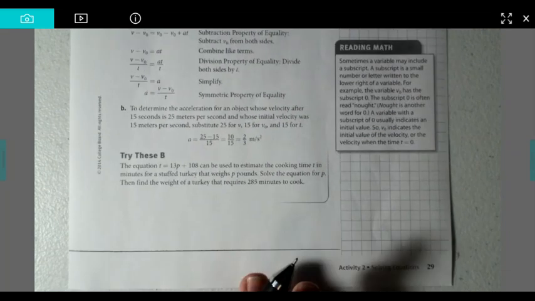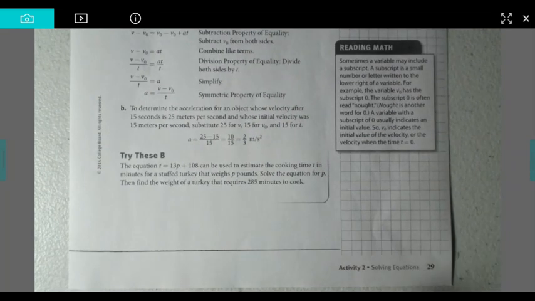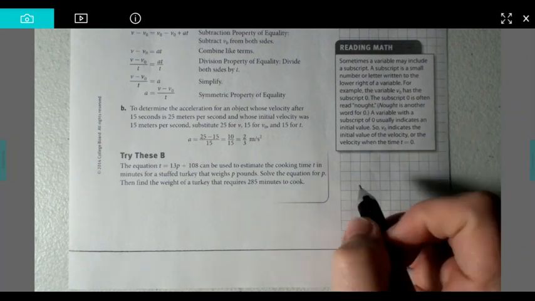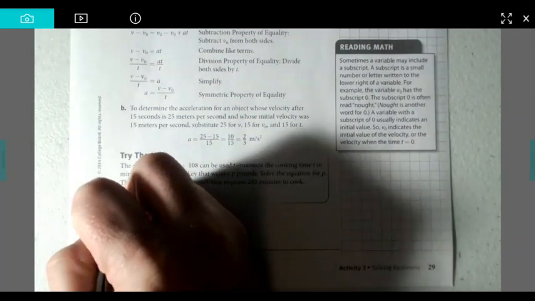Here, we're going to try these B. It says the equation T equals 13P plus 108 can be used to estimate the cooking time, T, in minutes for a stuffed turkey that weighs P pounds. Solve the equation for P, then find the weight of the turkey that requires 285 minutes to cook. So let's start off with our equation.